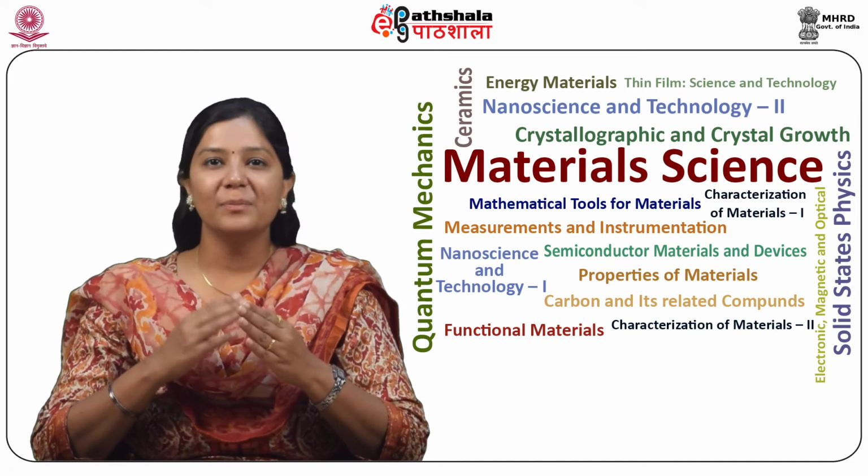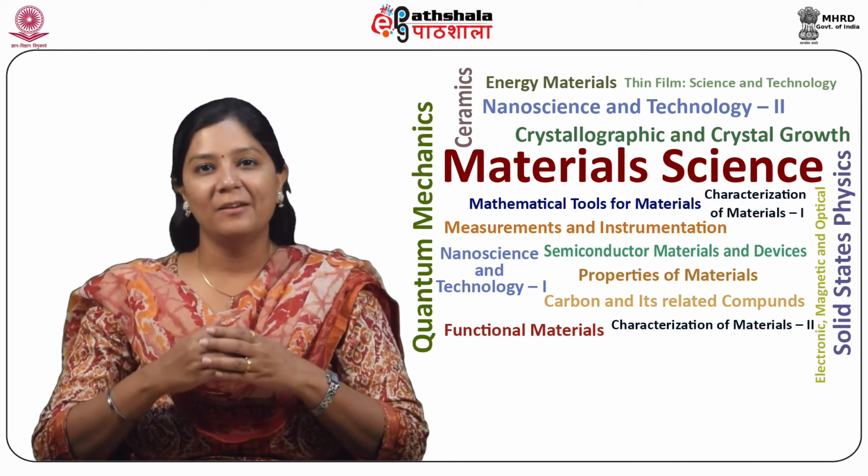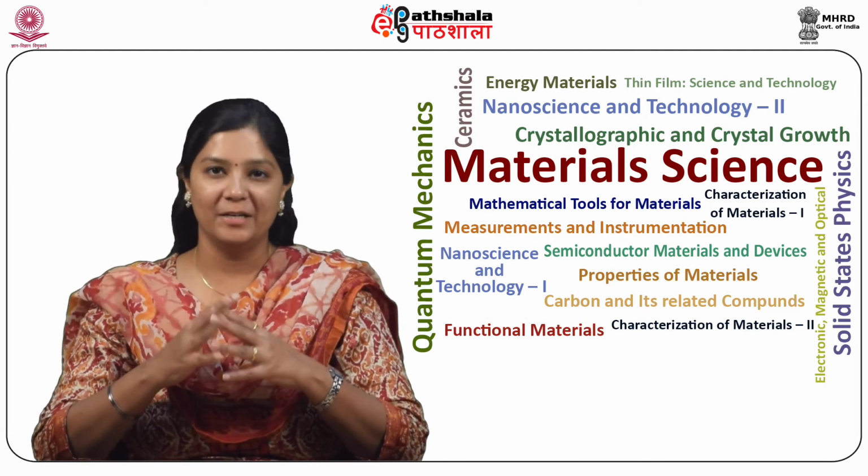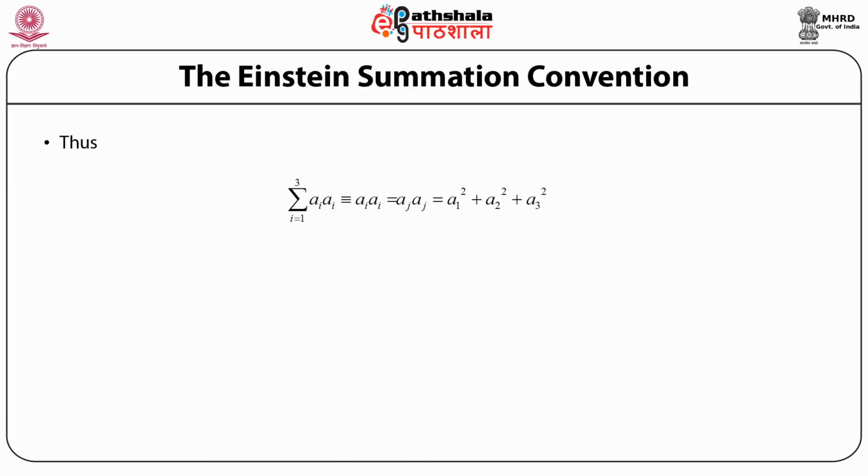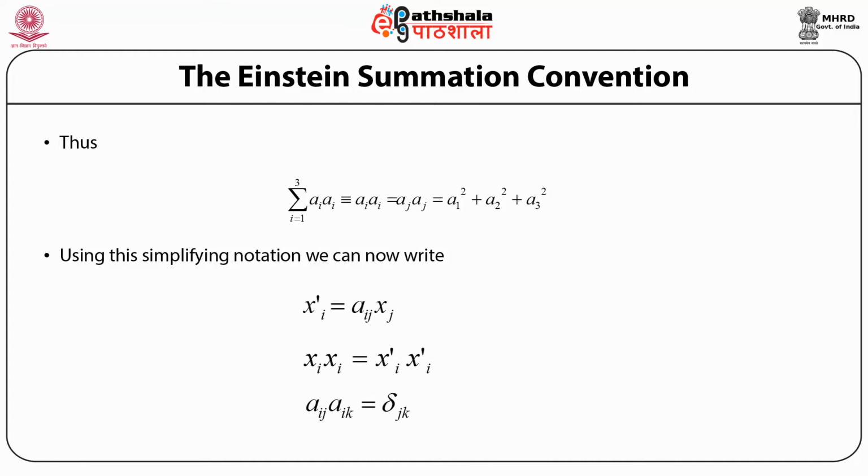The free indices must match on the two sides of an equation and in each term of an expression. Thus, the summation over i equals 1 to 3 of ai into ai equals ai into ai equals aj aj equals a1 squared plus a2 squared plus a3 squared. Using this simplifying notation, we can now write xi dash equals aij xj, xi equals xi dash aij, and aij aik equals delta jk.